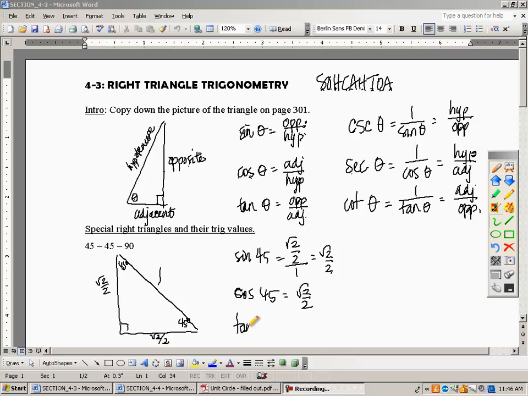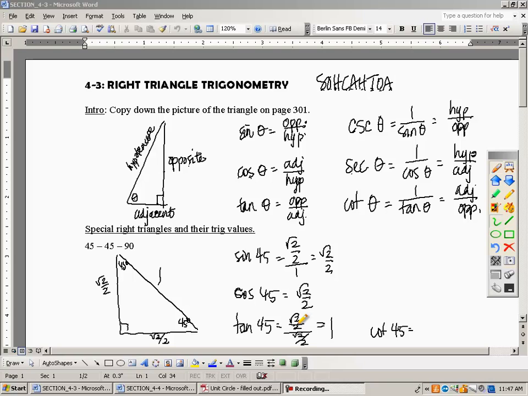And the tangent of 45 is the sine divided by cosine. So I divide the square root of 2 over 2 by the square root of 2 over 2, and I get 1. The reciprocal functions are the harder ones. I'm going to start with cotangent because that's the easiest. The cotangent of 45 is now cosine divided by sine.